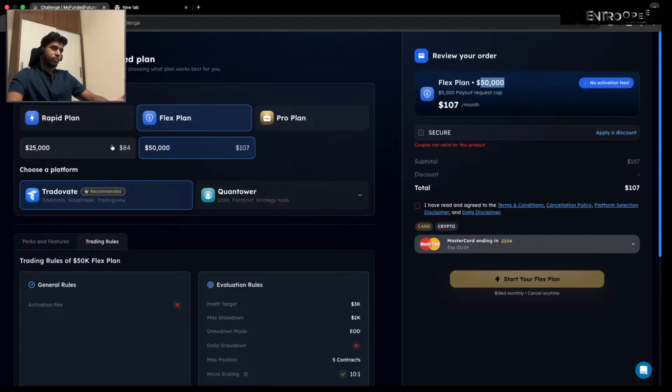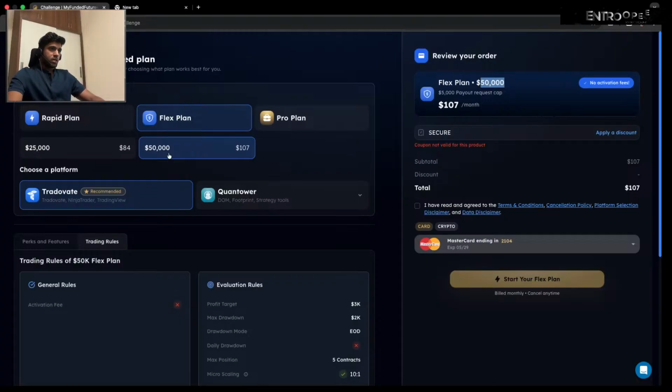So we are going to purchase the 25,000 one because we are trying to be consistently profitable and higher capital doesn't matter. It matters for payouts, right? But I am a bit used to this particular account. I don't know how that is going to impact my trading, but we will find out.